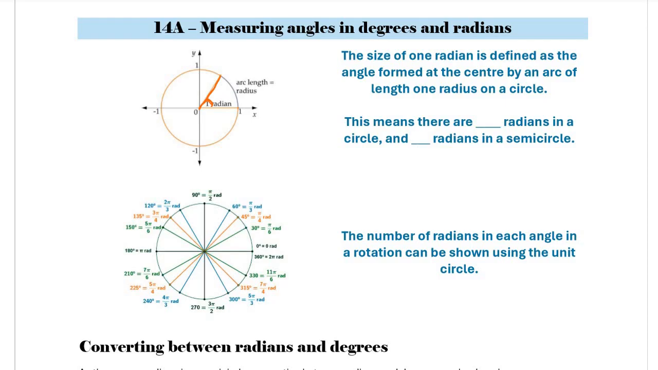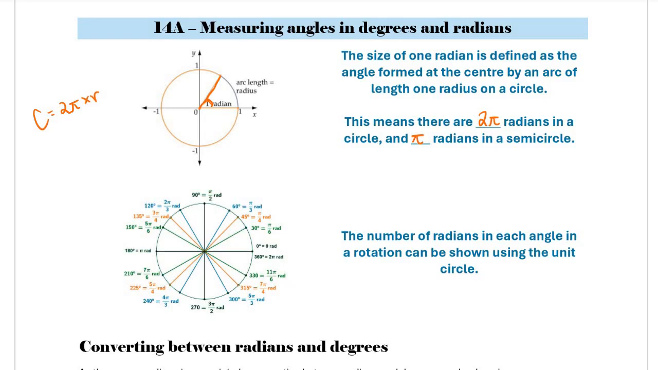Now that means that going around the whole circle, remembering that our circumference is equal to 2 pi times the radius, there would be 2 pi radians in a whole circle. And that also means that in a semicircle we'd have pi radians, semi being half. Okay, so a radian is just another way to measure an angle, and it's a more exact way of measuring an angle.